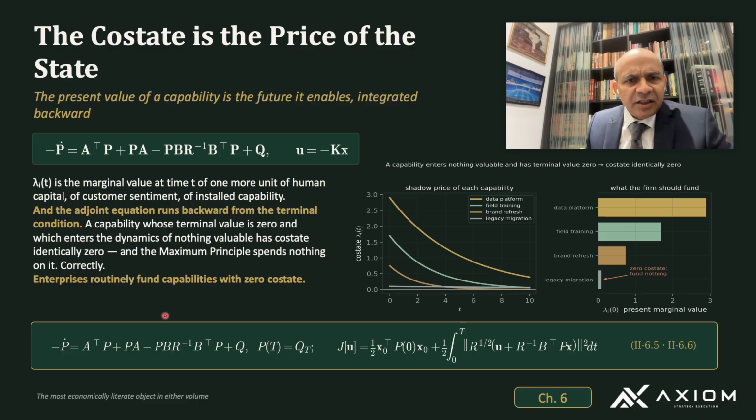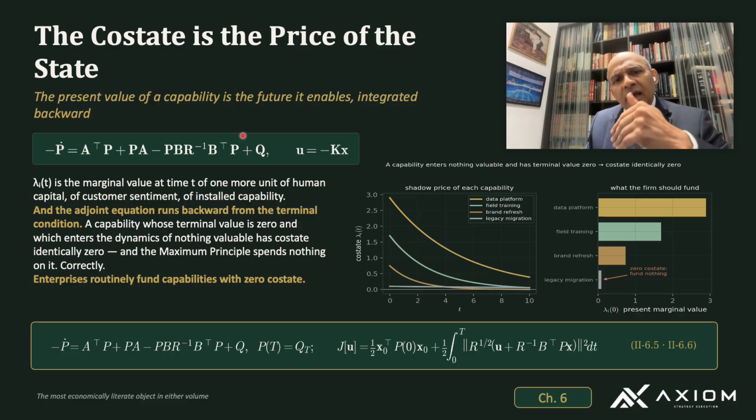So the Riccati equation determines the matrix P(t). So we have, let's see, the matrix P, yeah. This equation determines the matrix P(t) that encodes the future cost of being away from the desired enterprise state. Starting from the terminal penalty Q sub capital T, it is solved backward through time and determines the optimal feedback rule.